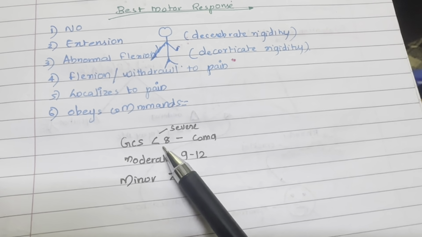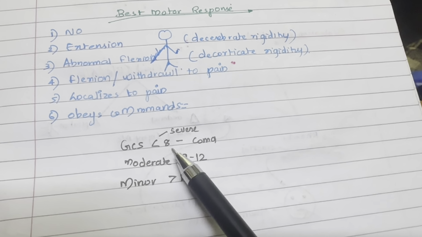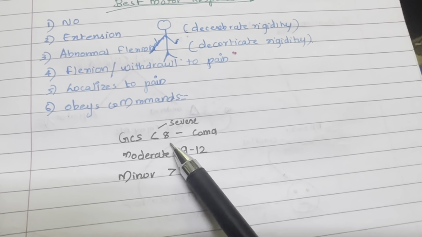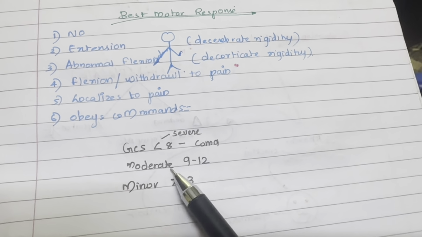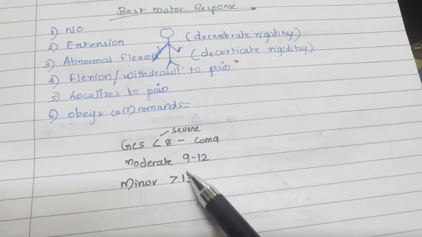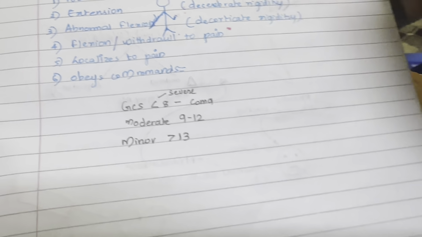Interpretation: a GCS of 7, that is E1 V3 M3. In poisoning, less than 8 is classified as severe. Typically, patients with this score from any cause are considered in coma. Moderate is 9 to 12, and GCS more than 13 is minor.